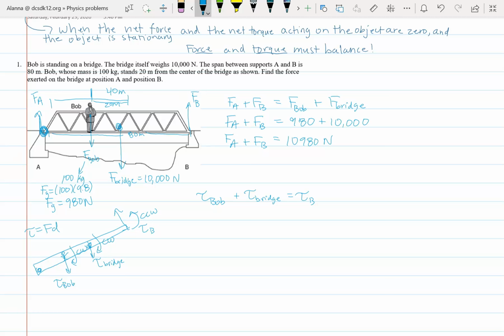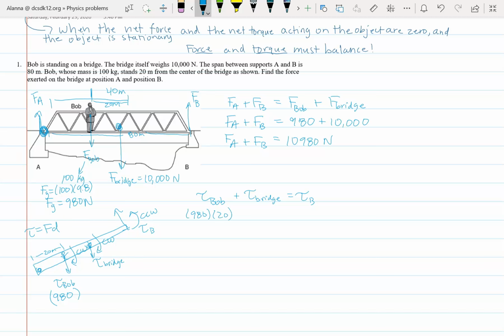Okay, so what would the torque from Bob be equal to? Well, the torque from Bob is going to be the force he's exerting, which is 980, times his distance from the axis of rotation, which is 20 meters. And we can figure that out because it's just 40 minus 20. He's 20 meters from point A. So let's substitute that in there, 980 times 20.